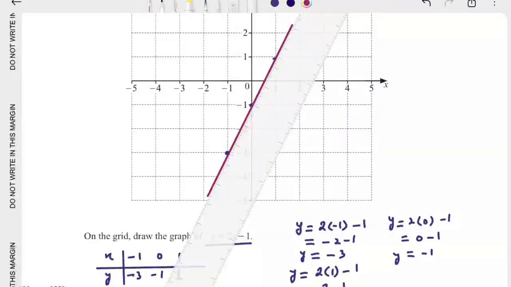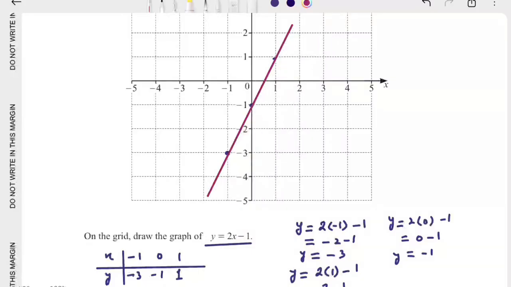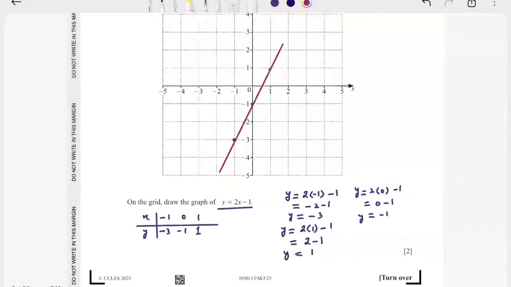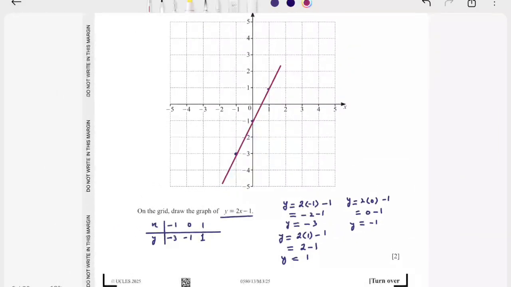So in this way we can draw this line. Just see the working.